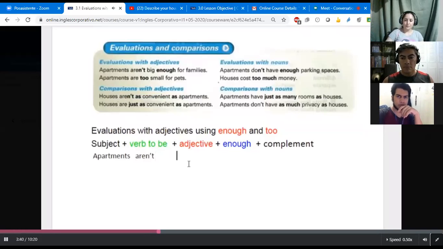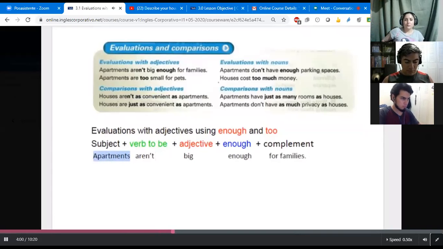And then this is going to be followed by the adjective. So in this case, the adjective is big. Then this is going to be followed by enough. And then we're going to have some sort of complement here. So in this case, it happens to be families, right?